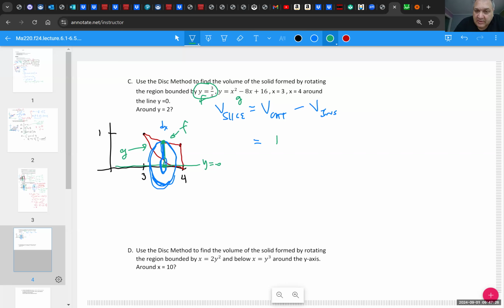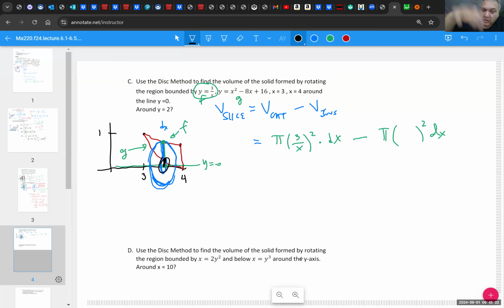So we get pi times the radius squared times the thickness, which is dx. And then we're going to subtract off the volume of the inside guy, which is still going to be a pi r squared times dx. But now we just have to find the inside radius. The inside radius is this little hole right here. This part right here is the inside part that we're not including because that's not part of our region. Our region stops right here. So this is where the hole begins.